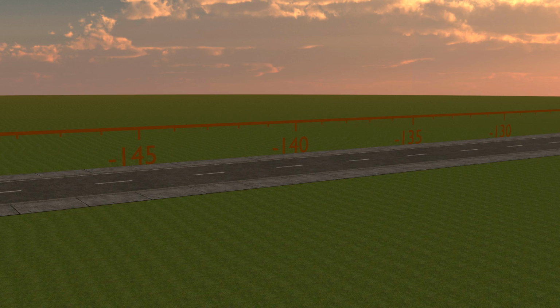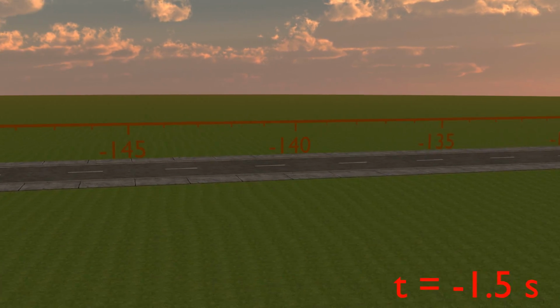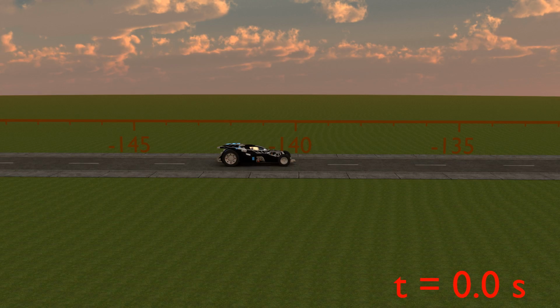Now say there's a car approaching, and at t equals 0, the car and the robot are separated by 140 meters. Since the robot is at 0 meters, that means the car must be at minus 140 meters. And let's say we know the velocity of the car at any given time point t, which is given by this equation.